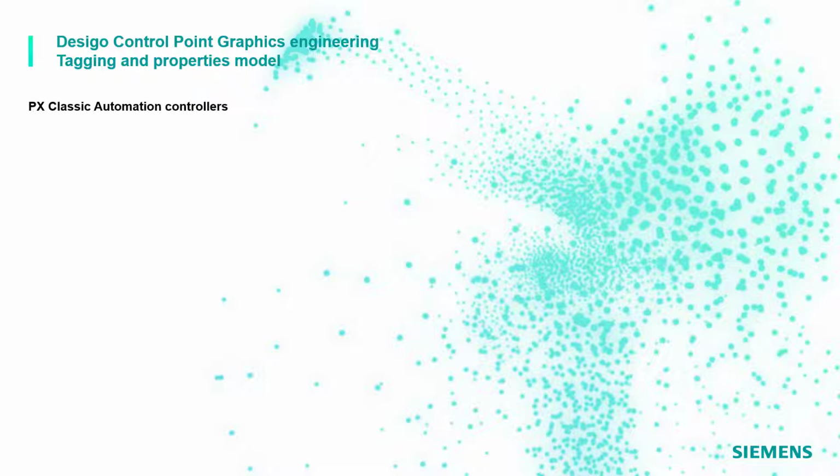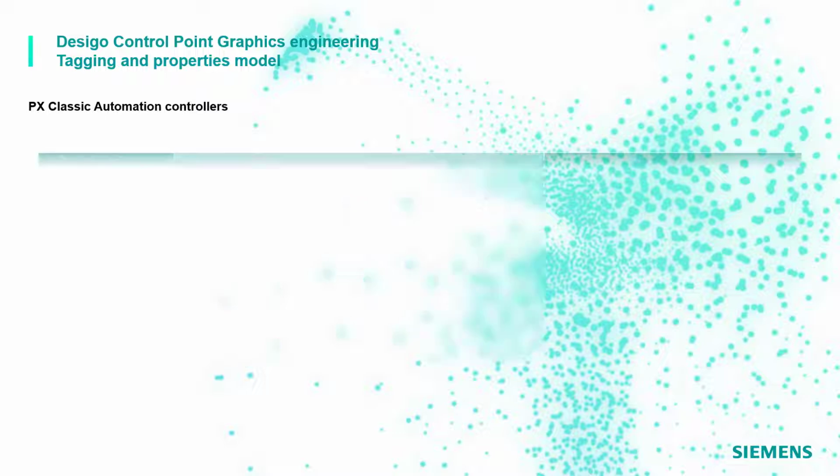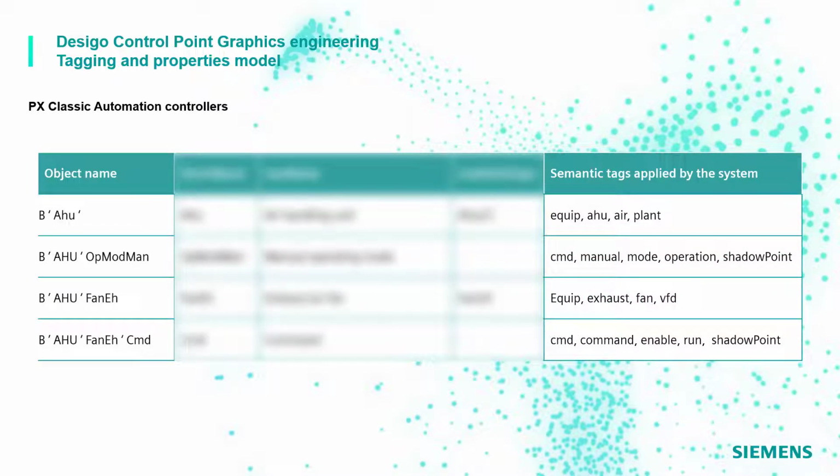The graphics editor uses a semantic tagging model which is based on the open-source Project Haystack model. An integrated mapping table automatically applies the tags to the most common types of information in our Siemens system. In general, tags describe the function of an object. One object can have multiple tags.